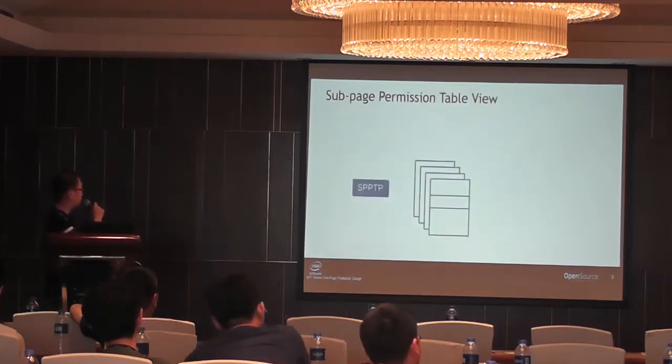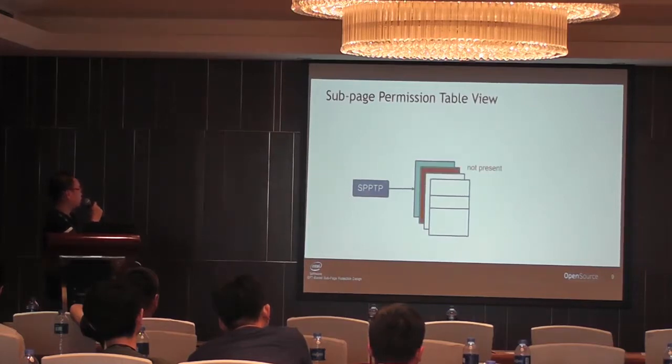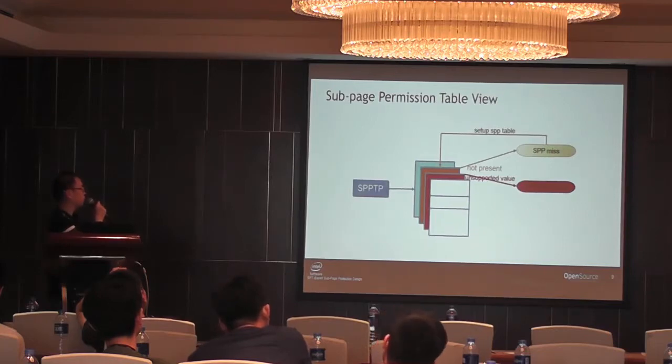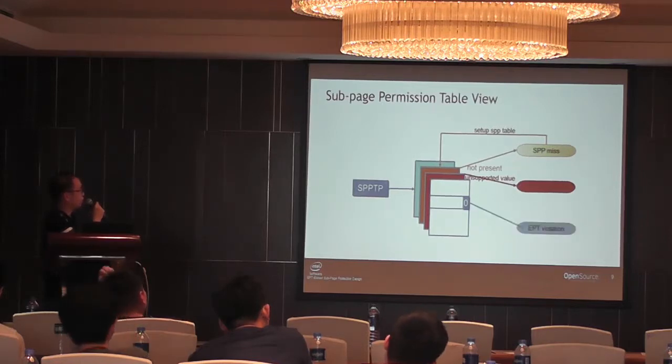And next, we will introduce the whole of SPP's three VM exits. The first, from this figure, the SPPTP points to the SPP layer 4 entries. So we walk the entries and check the present bit. If we find the present bit is not set, then we will trigger an SPP miss, and we will set up these tables and cause a VM entry to look up the SPP table again. If there are unsupported values, we will have an SPP misconfig VM exit, and we will cause the guest to crash. And next, if all the tables are prepared and we found the layer 1 entry, and the bit in the bitmap is 0, it means that we treat it as an EPT violation and let the hypervisor handle it.